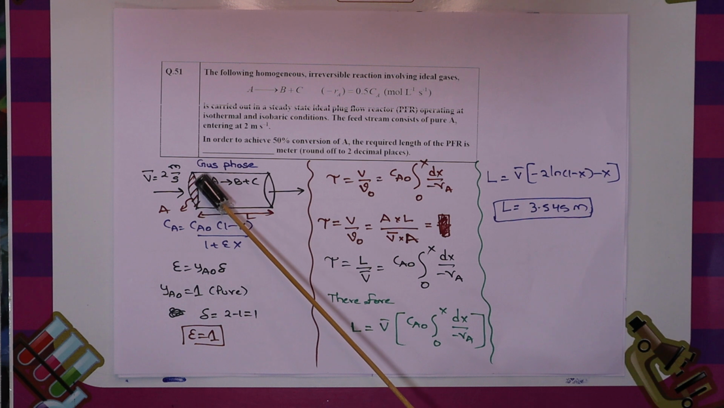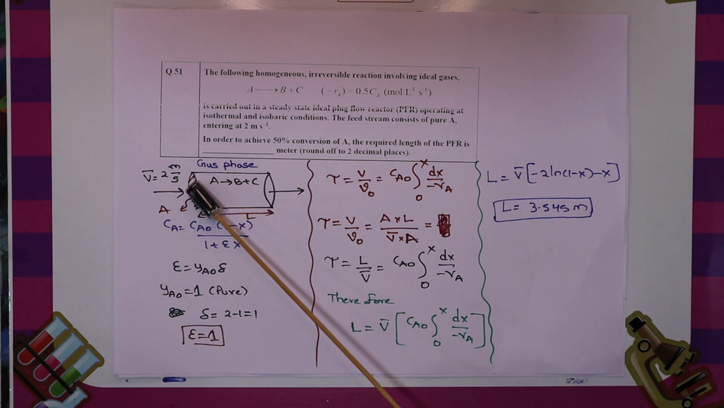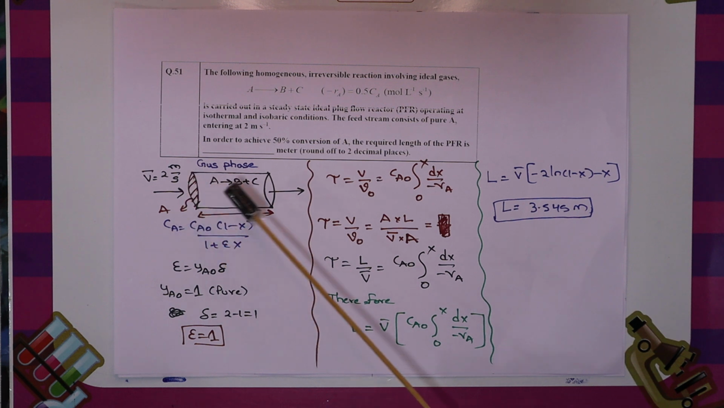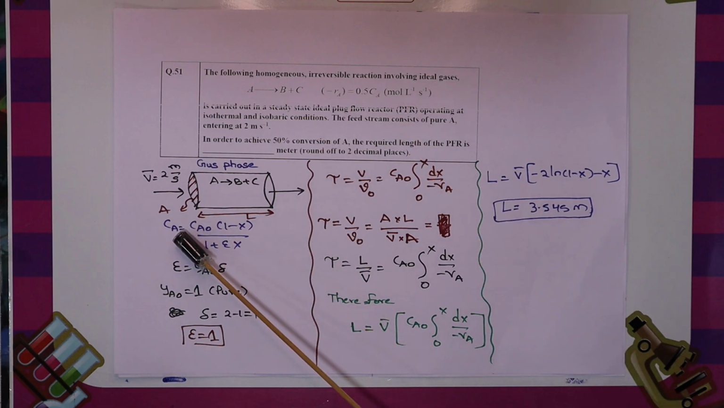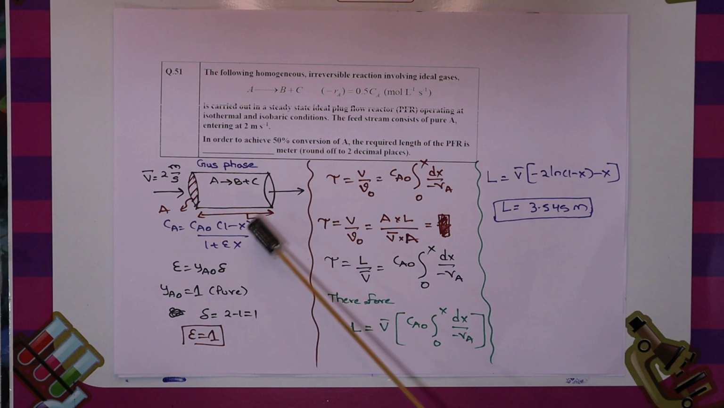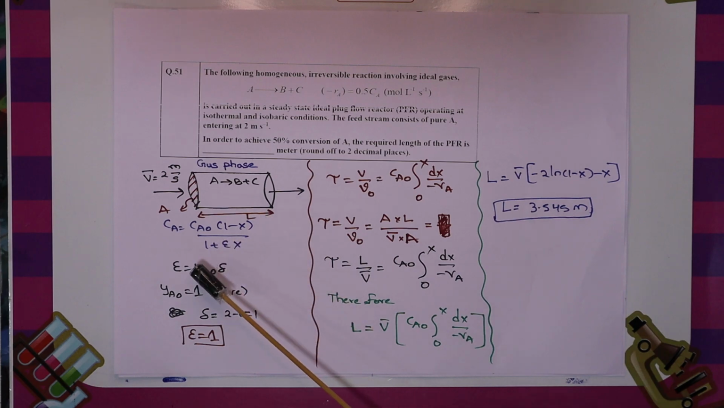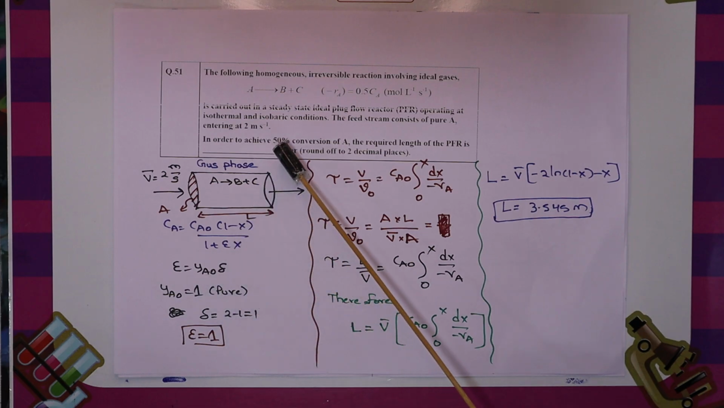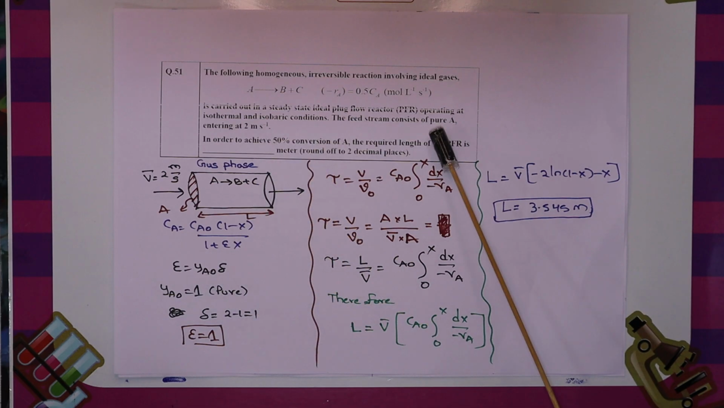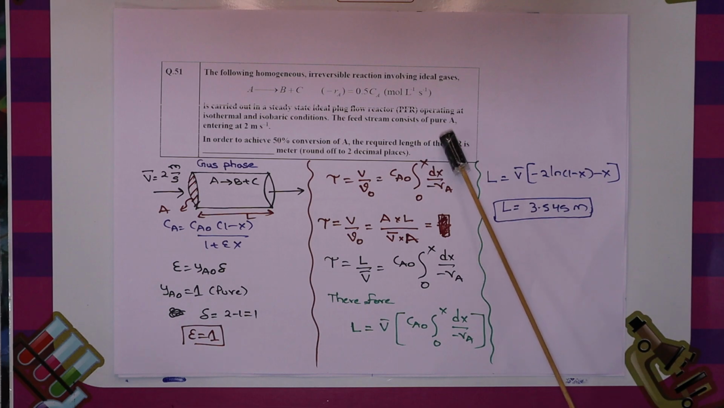And you can see it's a plug flow reactor. Let us assume the cross-sectional area of the reactor is A, and the length of the reactor is L. Because it's a gas phase reaction, the concentration of A is Ca0 times (1 minus x) by (1 plus epsilon x). How do we calculate epsilon? It is Ya0 times delta. What is Ya0? The initial mole fraction of A. It is said that pure A is fed to the reactor, so the mole fraction of A is 1.